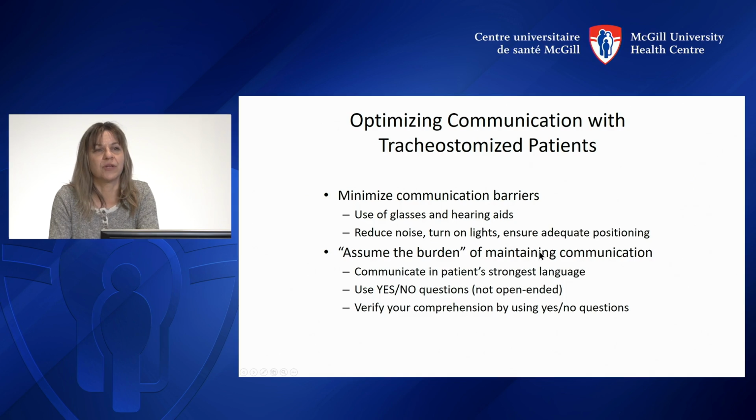How can we optimize communication with tracheostomized patients? Number one, we minimize communication barriers. If the patient uses glasses, put them on. If they have hearing aids, put them on. If the room is noisy, minimize noise. Turn on the lights and ensure that the patient can actually establish eye contact with you. Assume the burden of communication. Communicate in the patient's strongest language. I can't tell you how many times I walk into a room, I see a patient, and nobody knows what language they communicate in. So let's find out what the patient's main language of communication is.